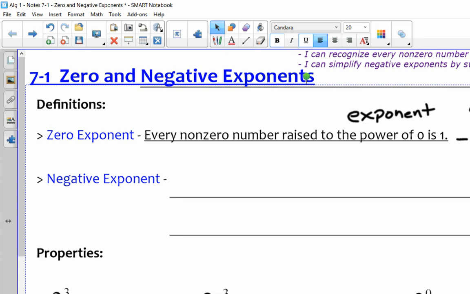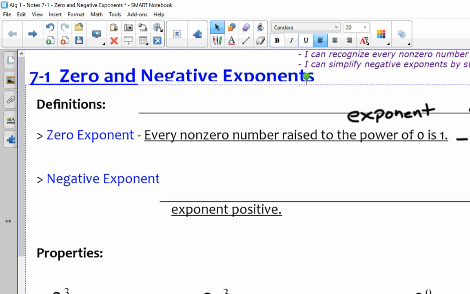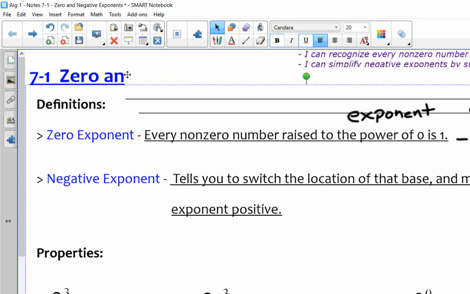Another rule, and this one's very important. This one comes up more and more relevant to what we're going to do. So if you have something to a negative exponent, it's going to tell us to switch the location of that base and make the exponent positive. Okay, so that's a pretty basic one here. We might change some of the wording here to make it a little bit more understandable.